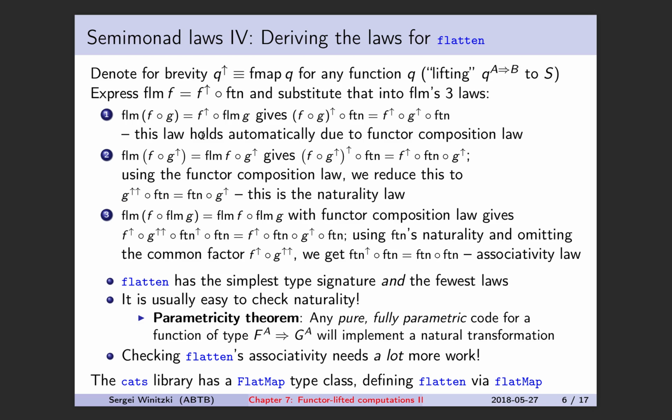Now I have introduced a short notation for fmap, which is this up arrow. So this is the function lifted into the functor, and this is the function lifted twice. The third law gives the associativity law for flatten.